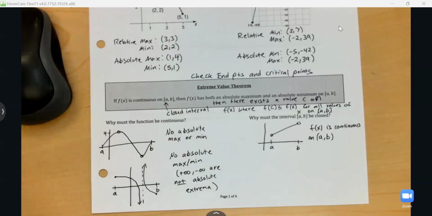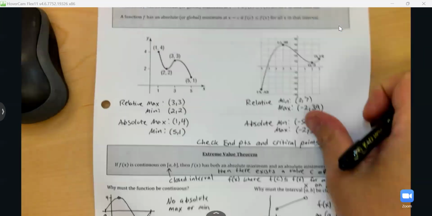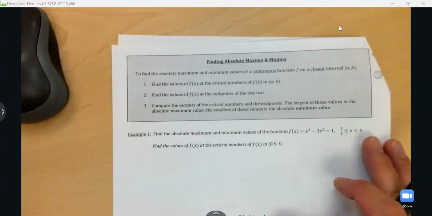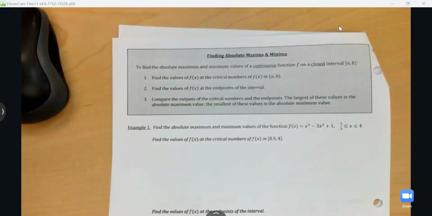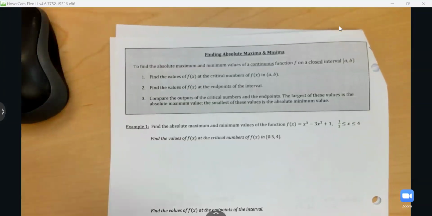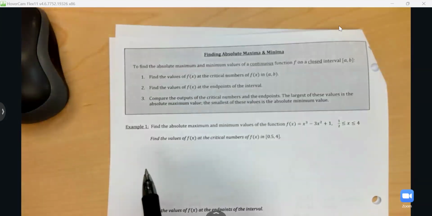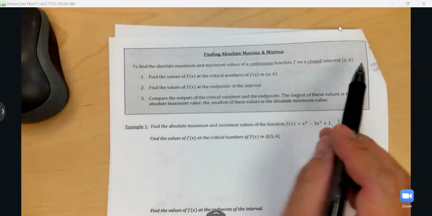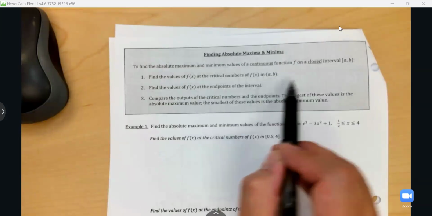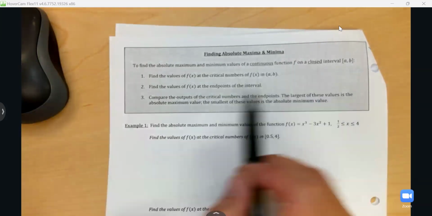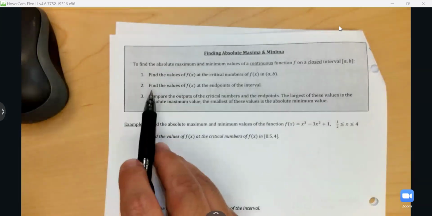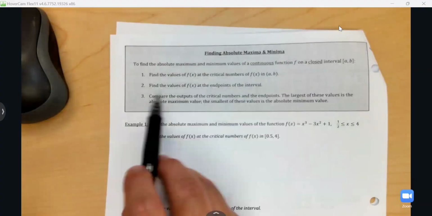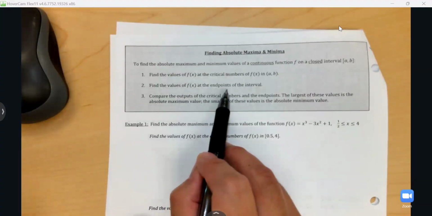Okay, so we're going to go ahead and move on to what are your steps of how you should actually go about finding an absolute max or min. Okay, so how you start off is just like what you would do to find a relative max or min. You first find the critical points. Okay, so remember, finding the critical points means setting your derivative equal to 0. All right, find f prime of x, set f prime equal to 0. But then in addition to doing that, you then also want to check your endpoints.